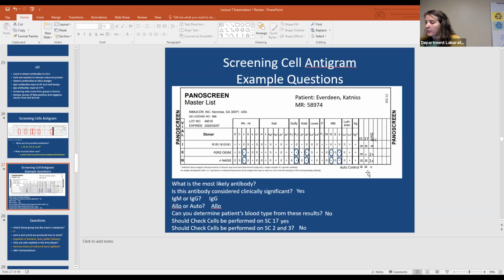On the second example, it's kind of the opposite. Screening cell 1 is negative, screening cell 2 and 3 are positive. So the antigen has to be present on both cells 2 and 3 to cause this reaction. Does that help?